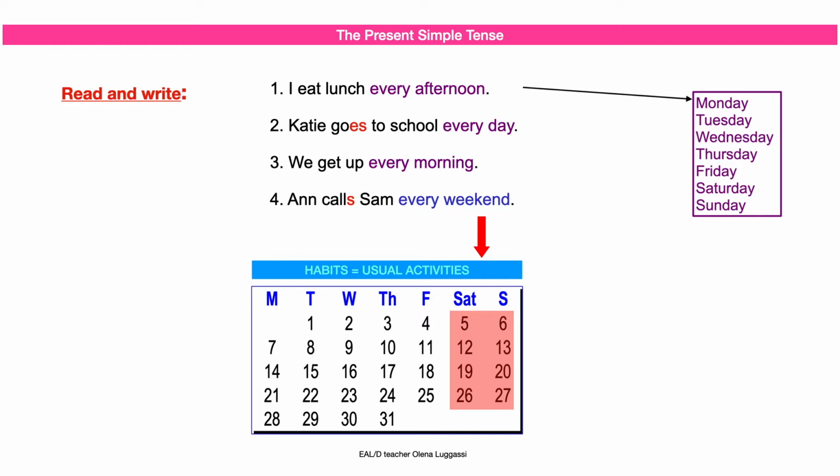Katie goes to school every day. She goes to school on Monday, on Tuesday, on Wednesday, on Thursday, and on Friday. She doesn't go to school on Saturday and Sunday. We get up every morning. Anne calls Sam every weekend. Anne calls Sam on Saturdays or Sundays. She calls Sam every weekend. Pause the video and copy the sentences in your books.